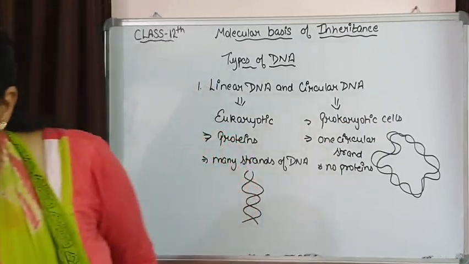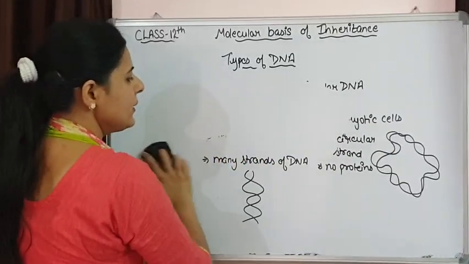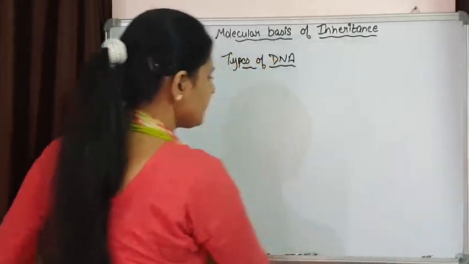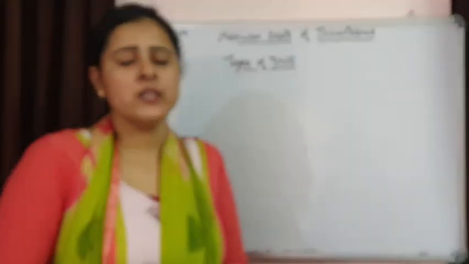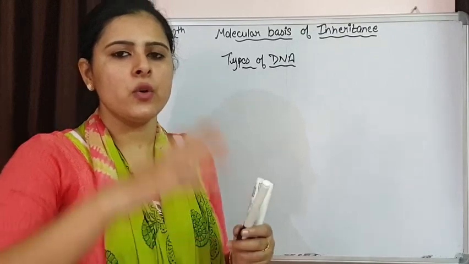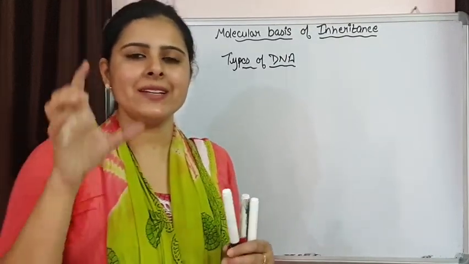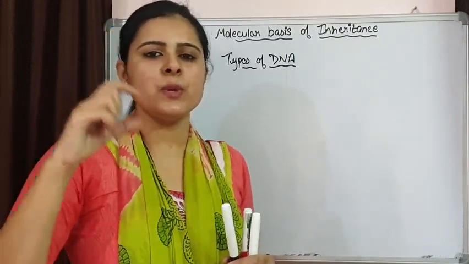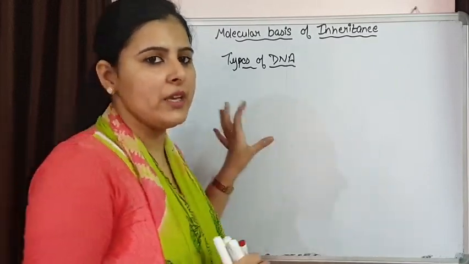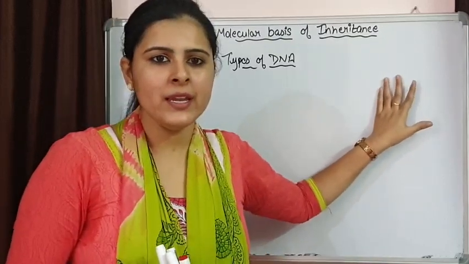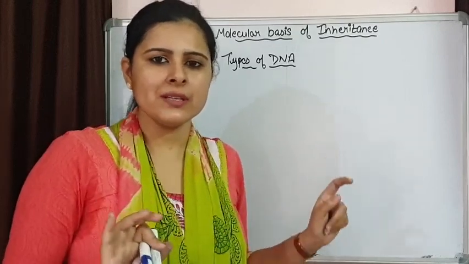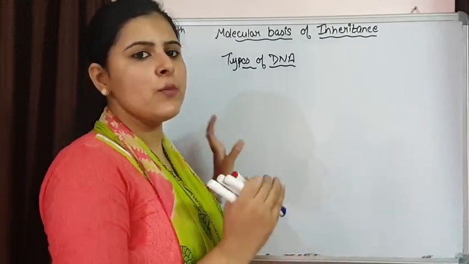Other than this, we again have different types of DNA strands that are present. See, earlier we talked about the structure of DNA that was given by Watson and Crick, and they told about how many base pairs are present in one helix, and what is the distance that is present between two base pairs. We have different types of DNA, with almost the same structure as that told by Watson and Crick, but with some differences.